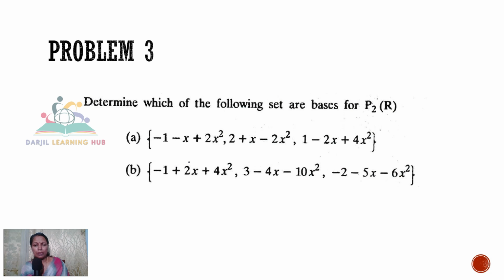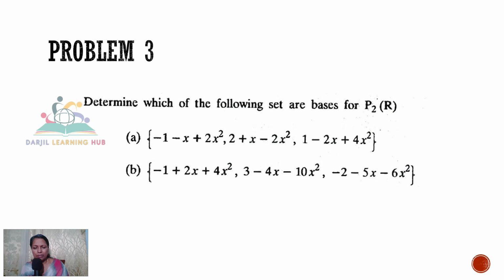This is a problem with polynomials. There are three sets of polynomials. We shall check in each case whether it is a basis for P2 of R or not. P2 means polynomials with maximum degree 2. Pn means polynomials with maximum degree n. It is P2. The previous problem was R power 3. Now it is a problem with polynomials. Let us check one by one.